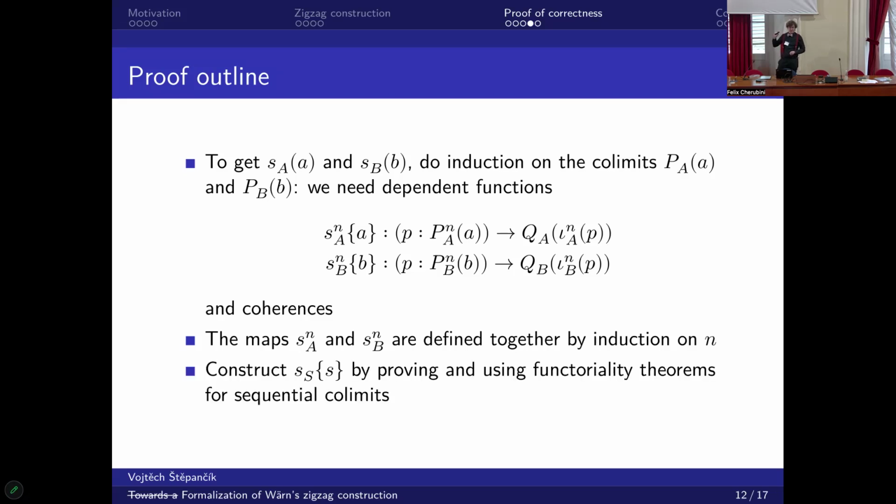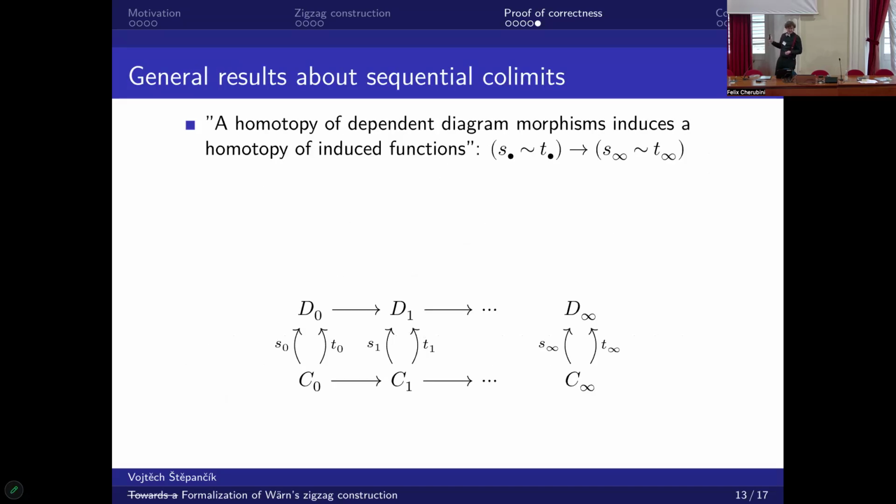And we construct the coherence square by proving some new functoriality lemmas for sequential colimits. And to be honest, this was really the hard part of the formalization. So I will just state the necessary steps that I took so that anyone who wants to formalize it in the future has this available.